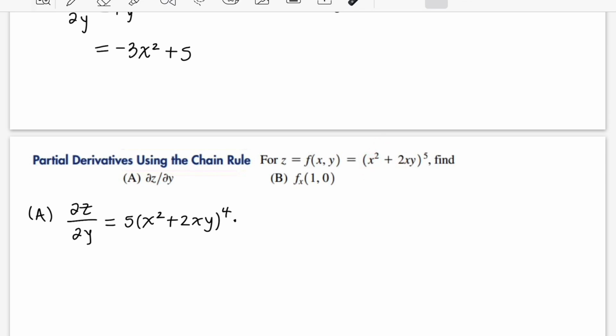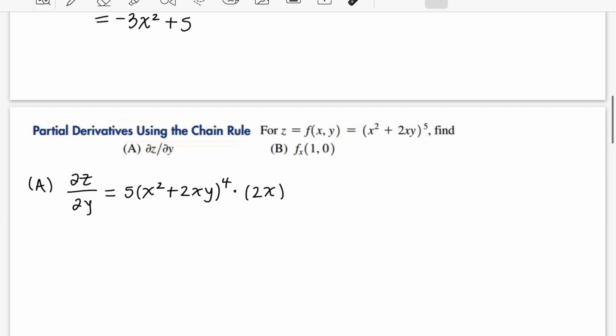Then we have this 2 times x times y here. Well, 2x is a constant, so we're multiplying just by 2x here. The derivative of 2xy with respect to y is 2x. Multiplying our 5 and our 2x, we'll get 10x times (x squared plus 2xy) to the 4th power. And so that'll be our partial derivative of this function with respect to y.